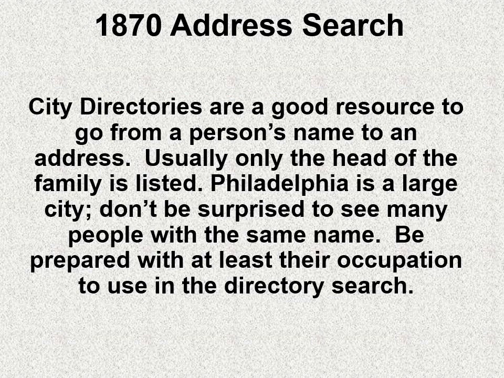City directories are a good resource to go from a person's name to an address. Usually, though, only the head of the family is listed. Philadelphia is a large city. Don't be surprised to see many people with the same name, even very unusual names. Be prepared with at least their occupation, which is often listed in the directory, to use in the search. And if you don't have their occupation, maybe that will show on the 1880 census.